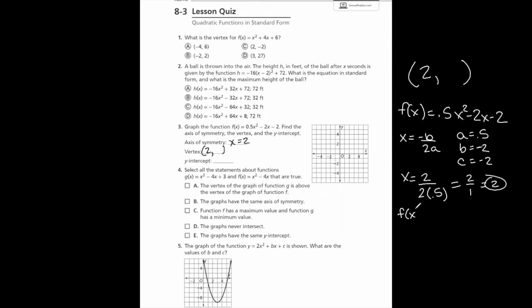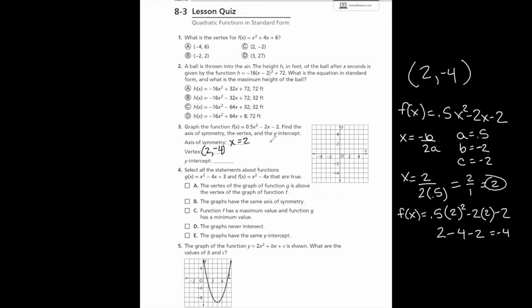So f of x equals 0.5, and then 2 goes in parentheses squared, minus 2 times 2, and then minus 2 again. So 2 squared is 4, and half of 4 is 2. Negative 2 times 2 is negative 4, and then another minus 2. 2 minus 4 is negative 2. Negative 2 minus 2 would be negative 4. So my vertex is going to be 2, negative 4.